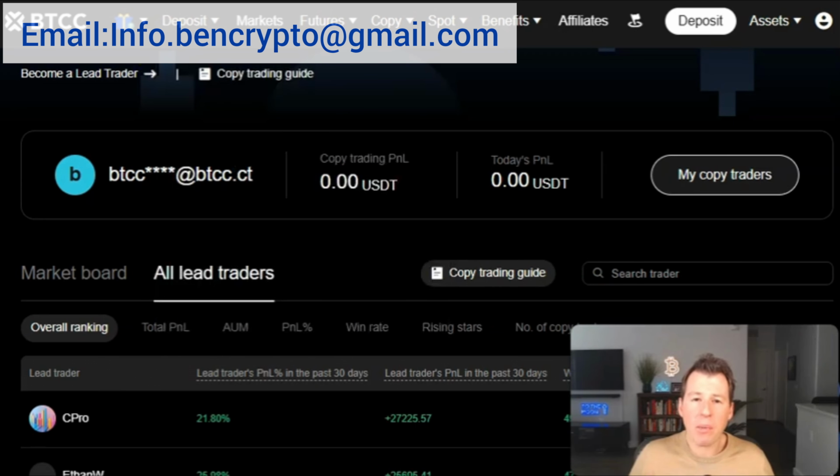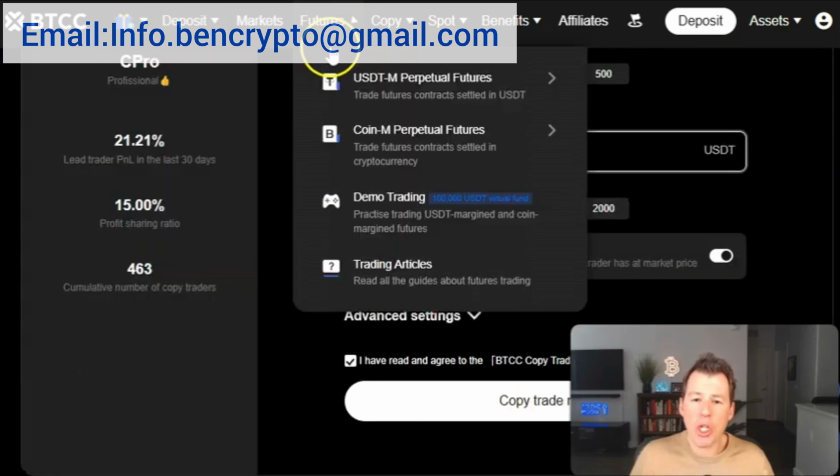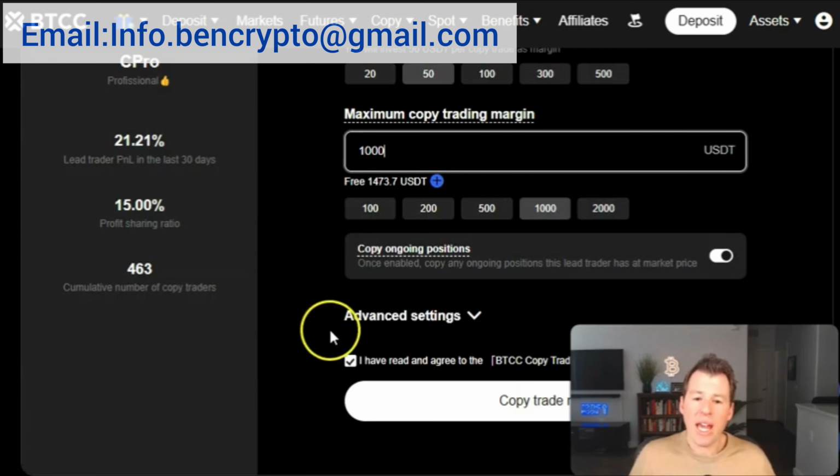And one important thing to remember when you first copy trade a new lead trader, or just any lead trader, is did you toggle copy ongoing positions? If you have this toggled on, then it's going to immediately copy trade all the positions that the lead trader has currently open. So you're going to see some immediate fills. If you don't have this toggled on, then it's going to wait until the lead trader makes the next trade for you to copy trade that one.